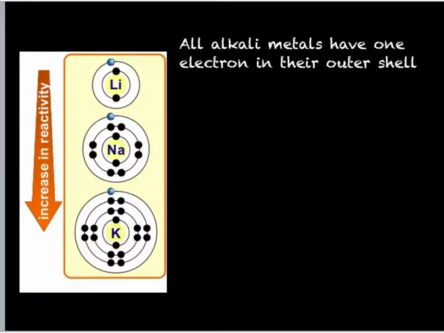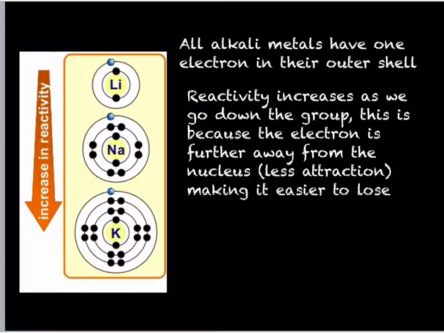As we go down the group, this outermost electron gets further away from the nucleus because there are now more shells. Because this electron is further away from the nucleus, it is more easily lost to a non-metal in an ionic bond. This means that as we go down the group, the metals get more and more reactive, with lithium being the least reactive and potassium being the most reactive of these initial three. This means that as we go down the group, the reactivity increases.